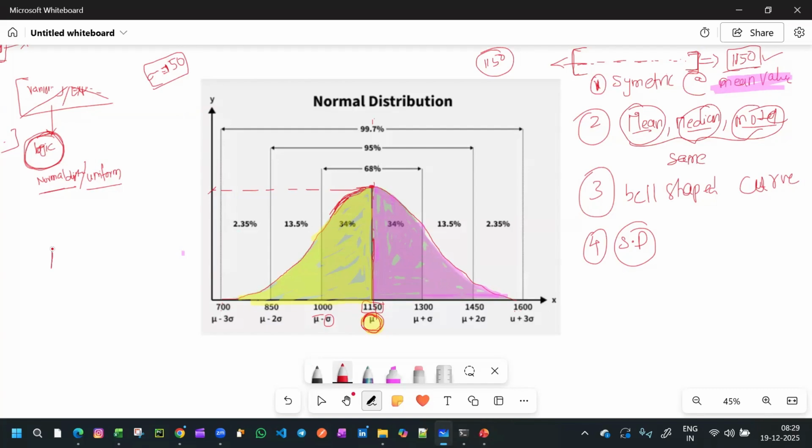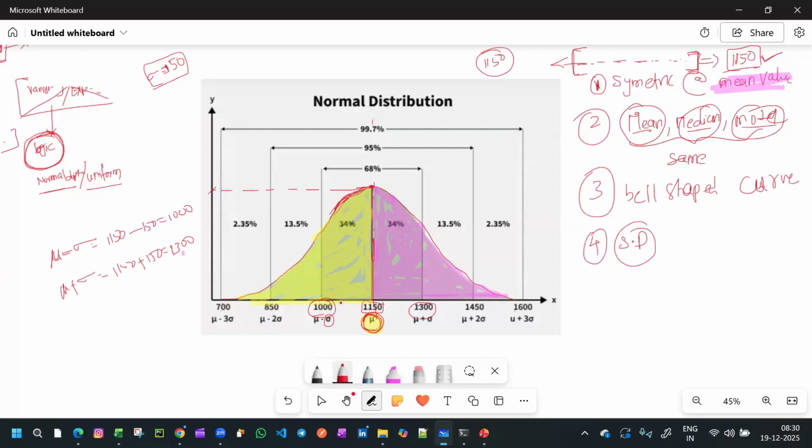So mu minus sigma. What does it mean? The mu value is equal to 1150, that's what we discussed. 1150 minus 150 is equal to 1000. And mu plus sigma is equal to 1150 plus 150, that is equal to 1300. So this is my 1000 indication, and this is my 1300 indication.